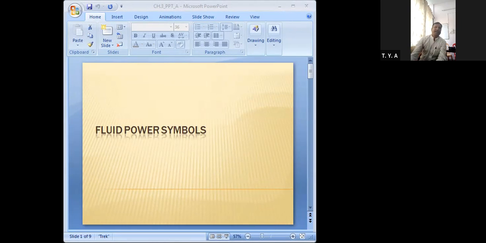Okay. So as I just mentioned, the hydraulic circuit or the fluid power circuit is just a graphical representation of each and every part of the hydraulic system or the fluid power system with the help of standard fluid power symbols. So we should know the graphical standard symbols of each and every part. Due to that only I am taking the revision.